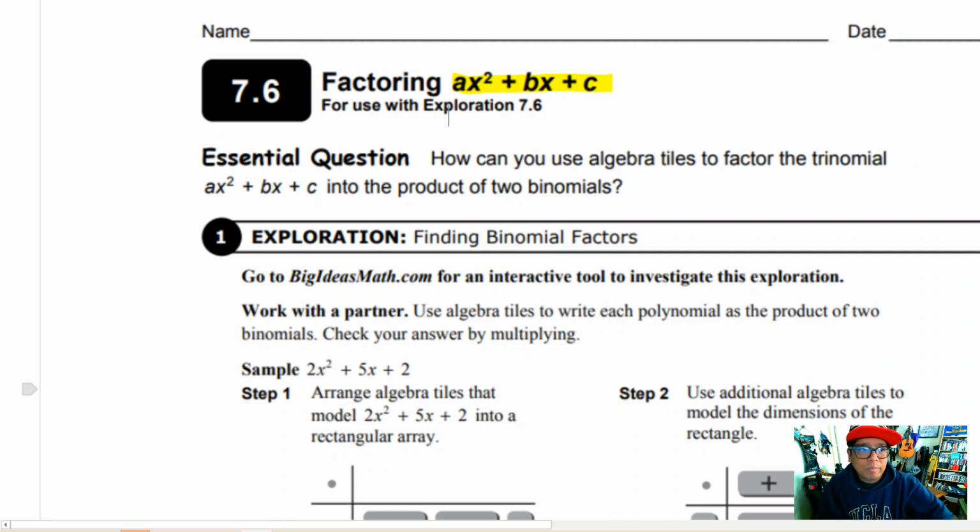Hey algebra people, today we're going to be going into a little bit more advanced factoring, and in these factoring exercises we're going to have ax squared plus bx plus c, and the coefficient of the quadratic term is not going to be 1. This time we're going to get positive and negative coefficients.